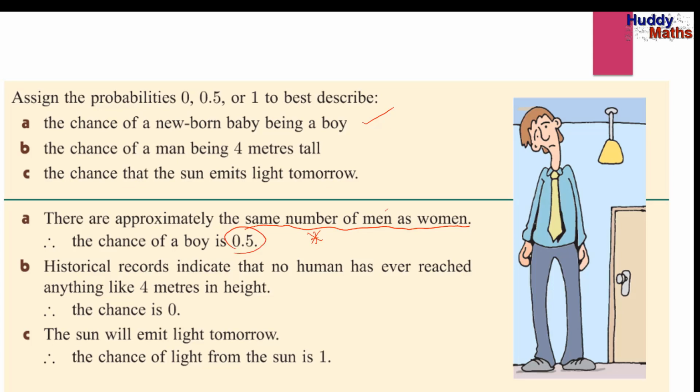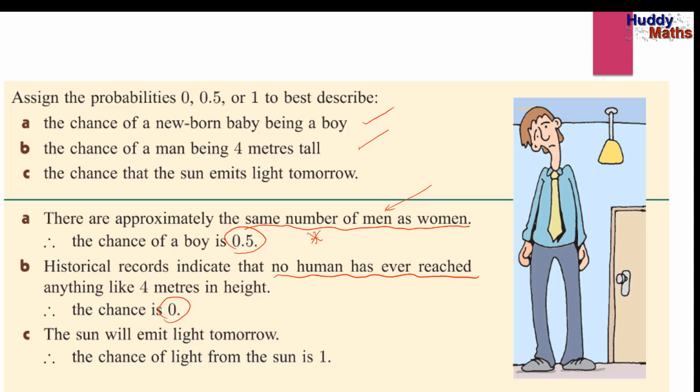So you can look at it from the number of people within our world of men and women, or you can do it theoretically. Okay, so experimental and theoretical calculations. We'll come up against those in a minute. The chance of a man being 4 meters tall. No human has ever reached that height, so we would say the chance is 0.